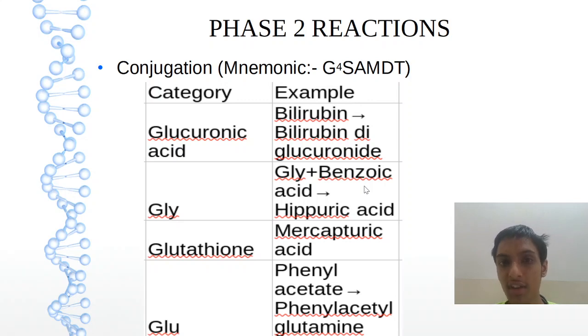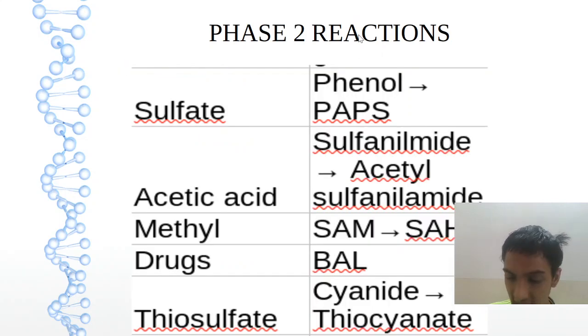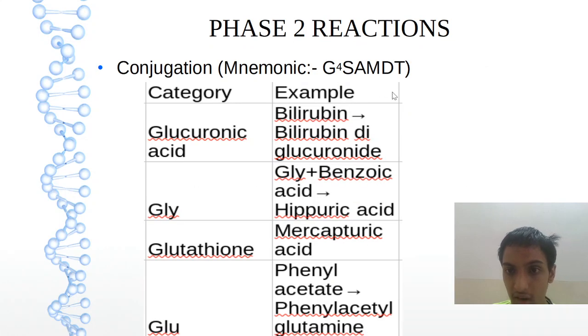Only conjugation will be seen. The mnemonic to remember these categories under that, G power 4 SAM DT. What is G power 4? Glutathione, glycine, glutamine and glucuronic acid. S for sulfate. A for acetic acid. M for methyl. D for drugs.